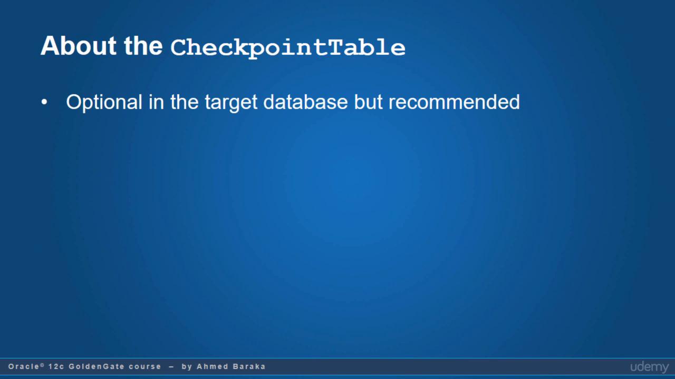The replicate process maintains its checkpoint information in a local file. Besides this checkpoint file, you have the option to create a checkpoint table in the target database. The replicate process keeps updating this table with its checkpoint information. It is highly recommended to create the checkpoint table because it is more efficient for the replicate recovery, and it helps you to recover after some specific failure scenarios.